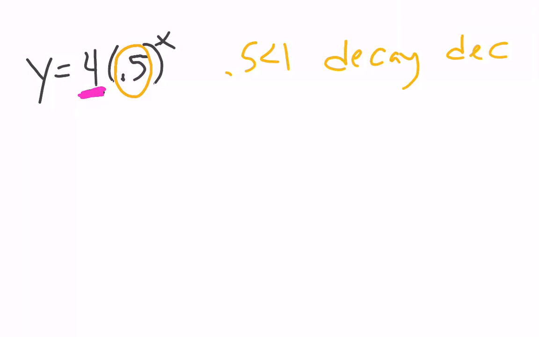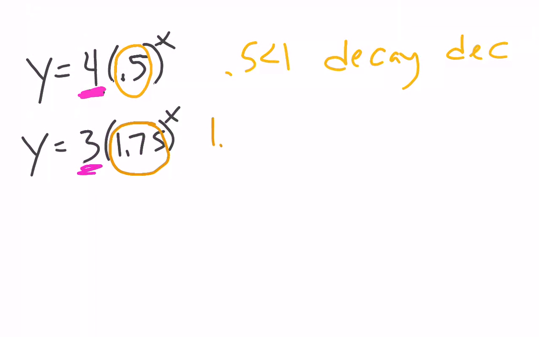To go across and fill in the parts of my table. Looking at the next one, y equals 3 times 1.75 to the x. Initial value is 3. My growth decay factor is 1.75. 1.75 is greater than 1, so we would say it's growth, which means it is increasing. Has nothing to do with what is going on in front.